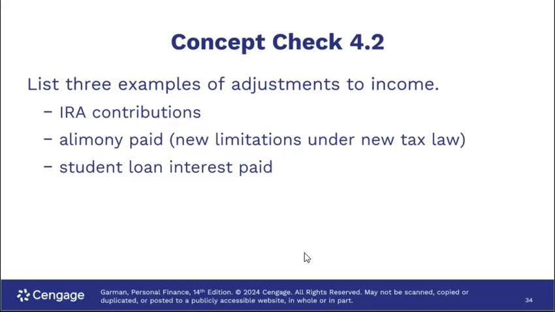3 examples of adjustments to income: IRA contributions, alimony paid, with new limitations under the Tax Cuts and Jobs Act, and student loan interest paid. Again, IRA contributions if you qualify.